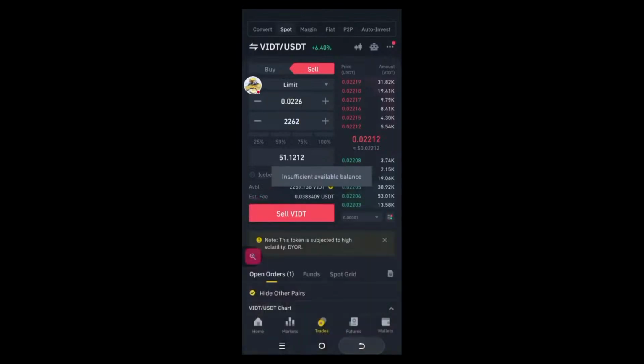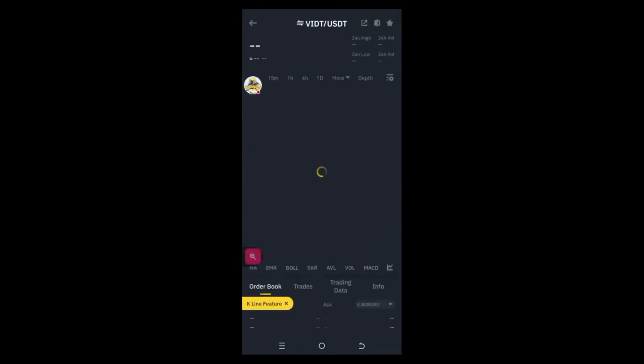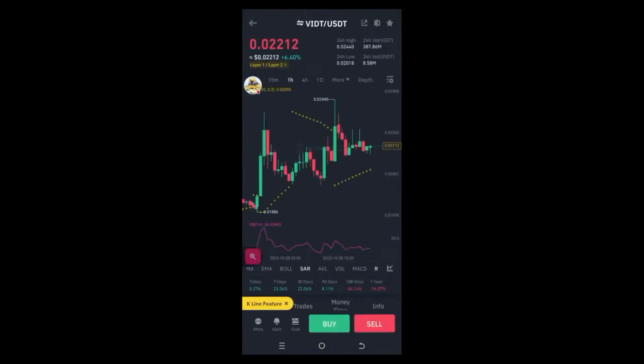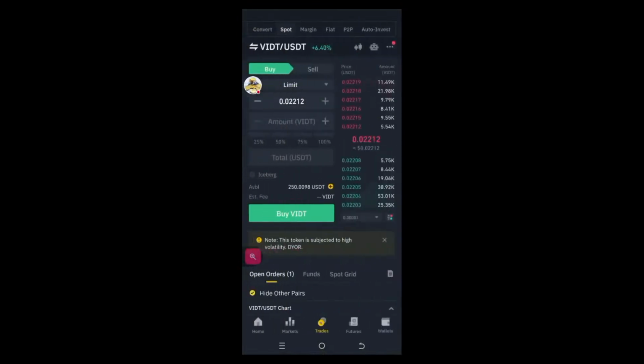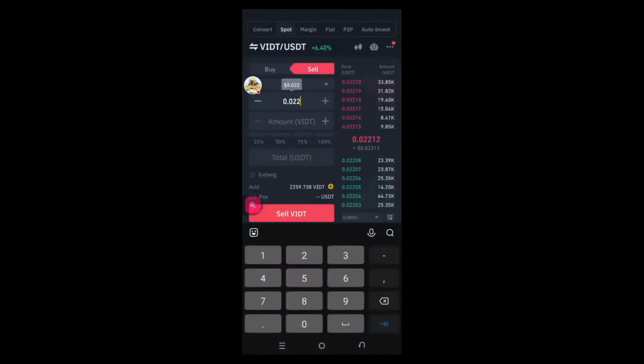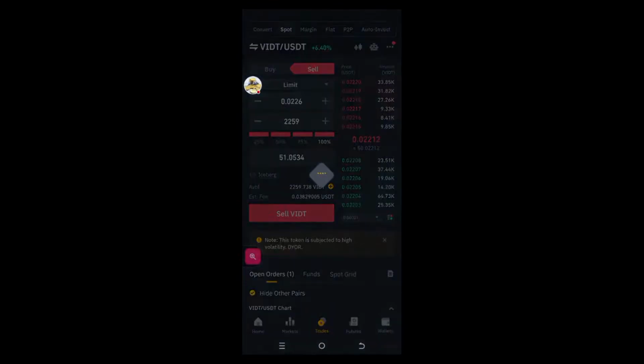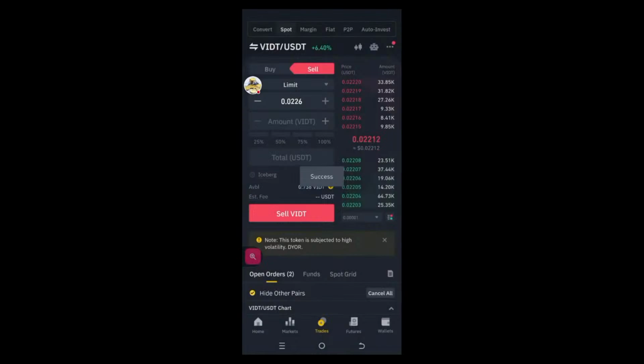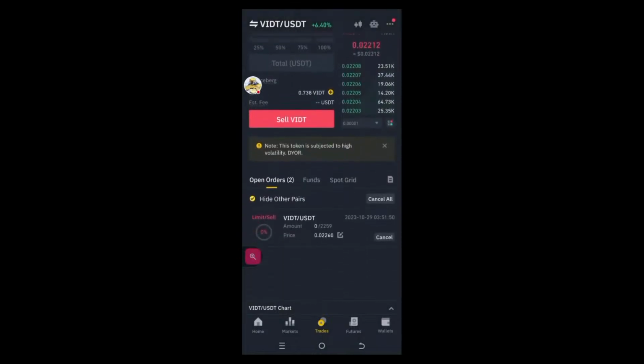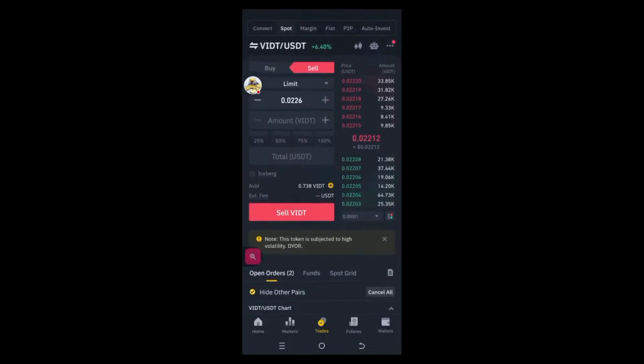Okay, not that much. $2, 2% more. Let's move. This one looks like it's gonna go. Let's put 226, and then pick up everything. $1 is fine. Okay, that's 2%. That's our target. So now let's put that in the queue. VIDT is currently in the queue.